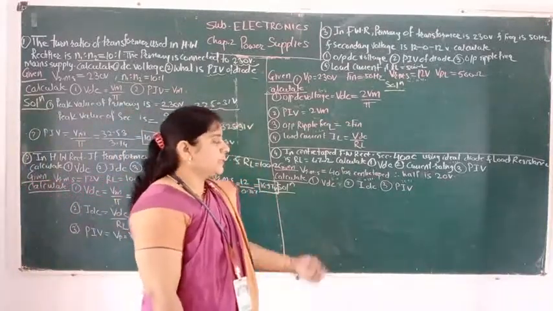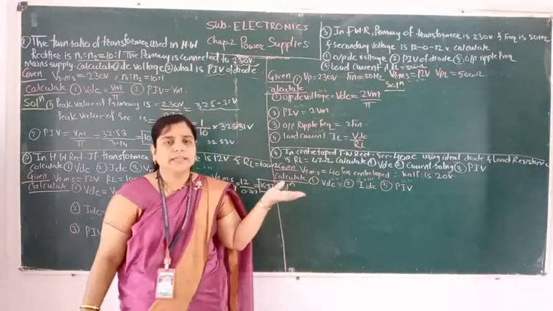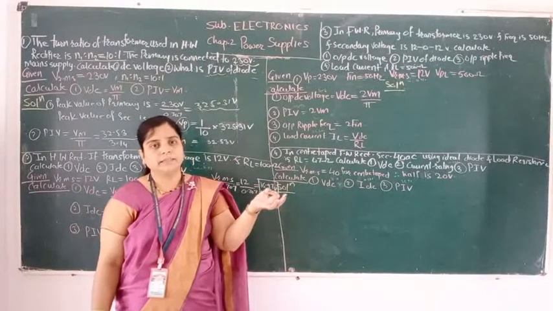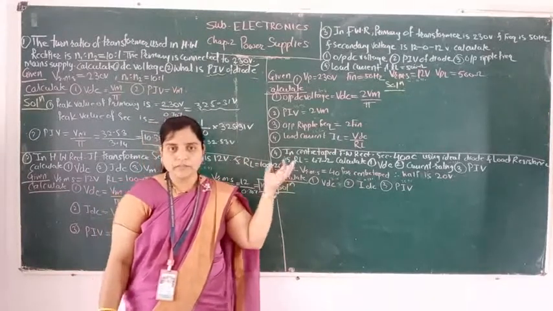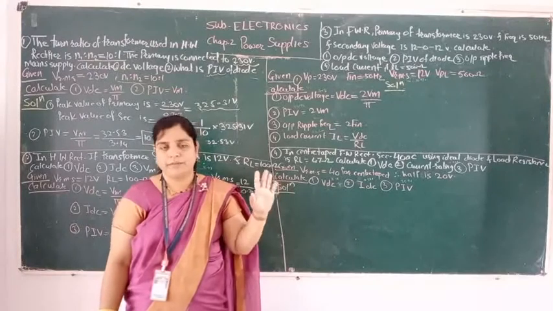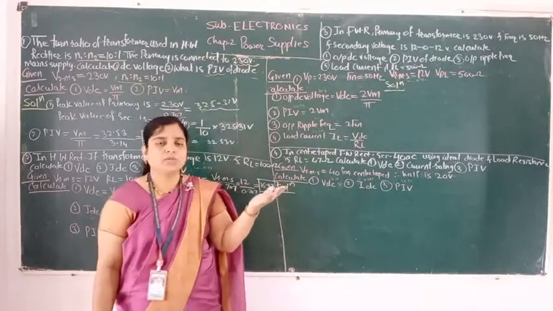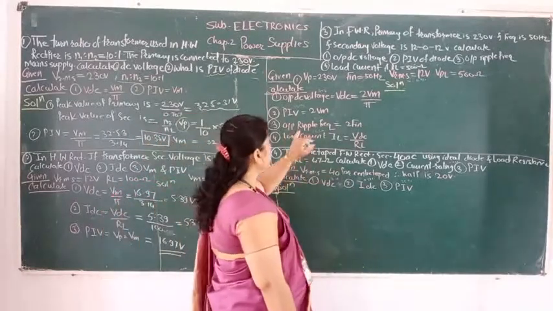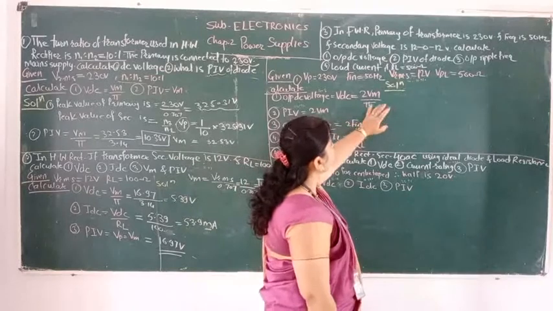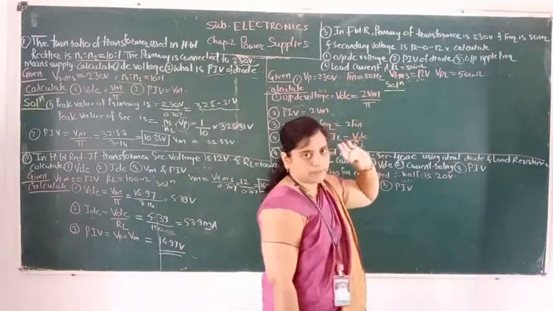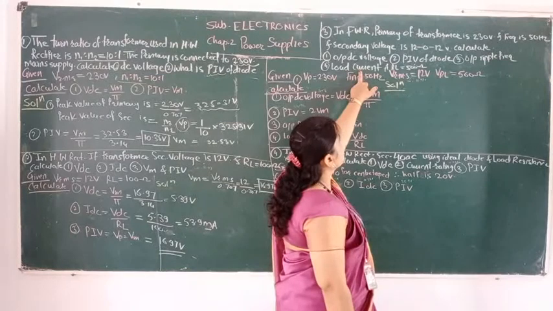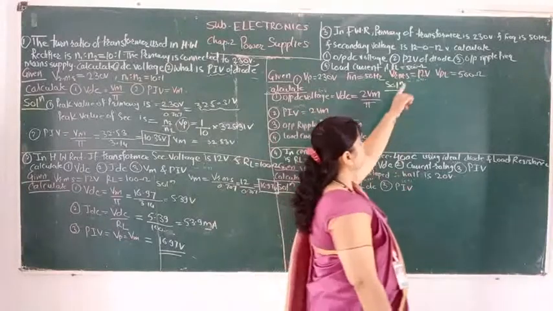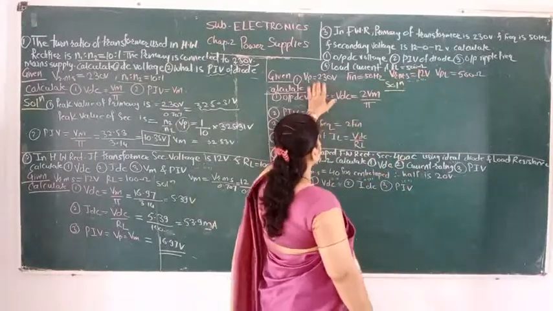So ripple frequency is nothing but related to the input frequency. For a half wave rectifier, it is equal to only F in, whatever input frequency is given. But for a full wave rectifier, double frequency is used, that is 2F in, and for the bridge rectifier also it is 2F in. So we have to calculate the output frequency. And the load current, that is IL, is asked, and RL is given as 500 ohm.